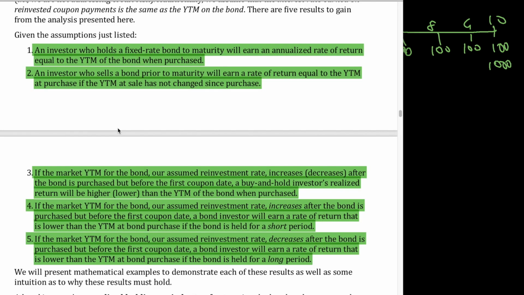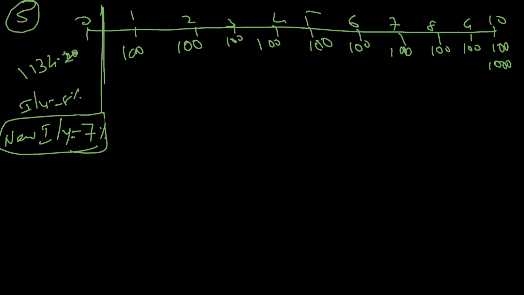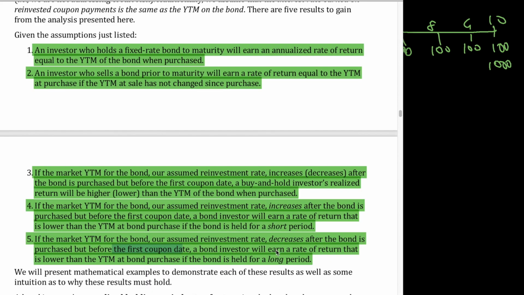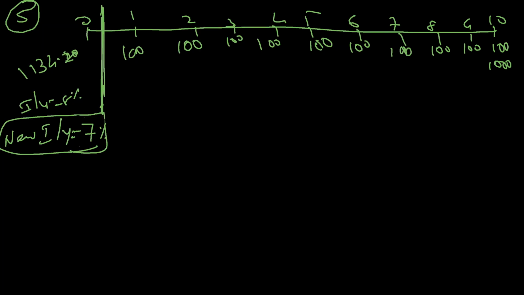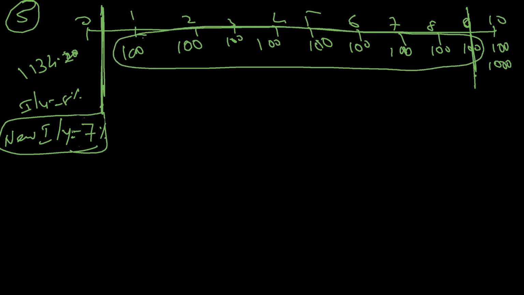So now if the market YTM for the bond, our assumed reinvestment rate, decreases after the bond is purchased but before the first coupon date, that means before the first coupon, a bond investor will earn a rate of return that is lower than the YTM at bond purchase if the bond is held for a long period. Held for a long period, so let's say 9 years. So you are holding this bond for 9 years. When you are holding for 9 years, you first have to find out the future value of all these payments that you are receiving.